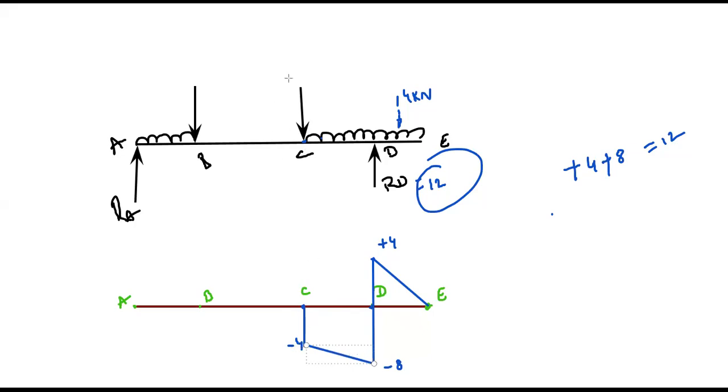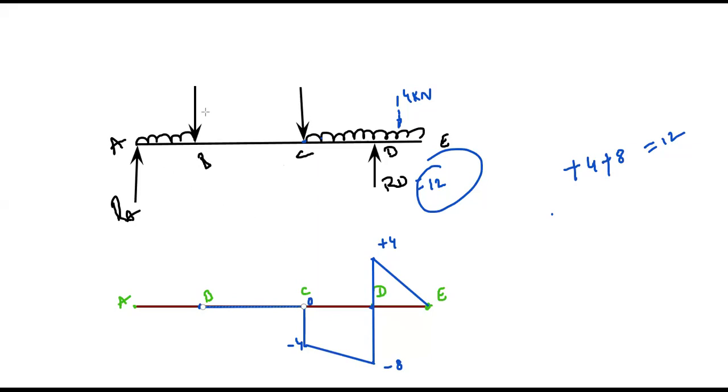Minus 4. This is minus 4. If you go reverse, this will be plus 4. Minus 4 to plus 4. So this is how we have drawn the shear force diagram. Between B and C we don't have any loading condition. So between C and D we get a horizontal line.